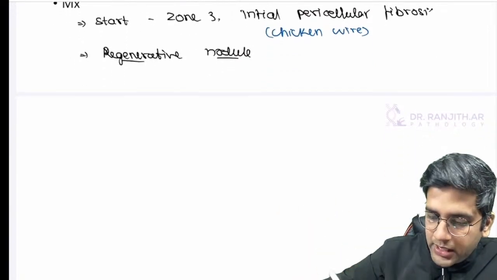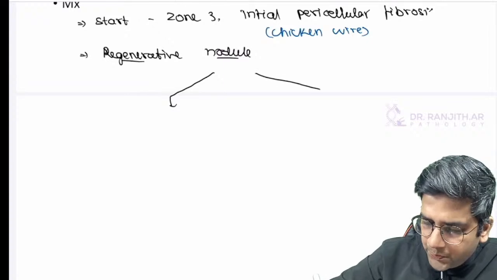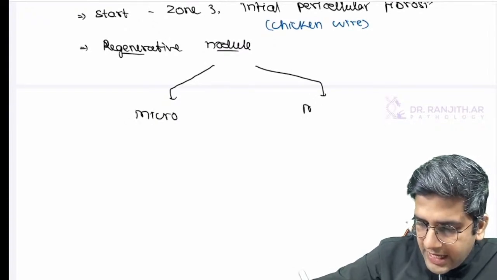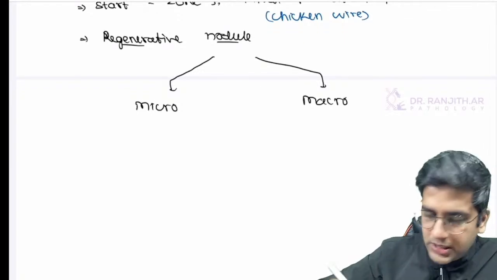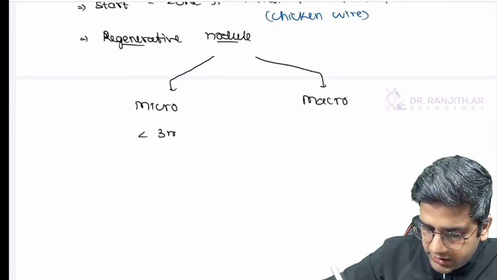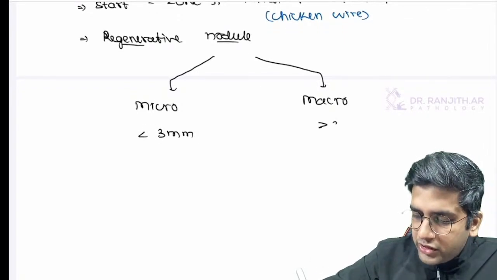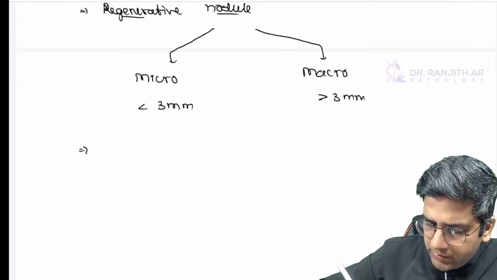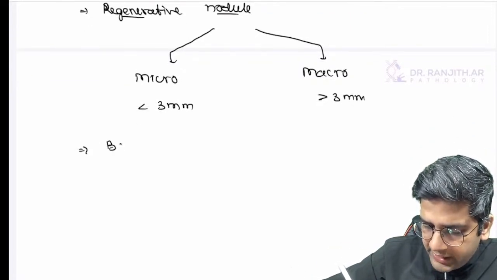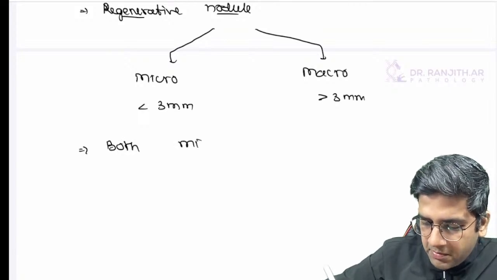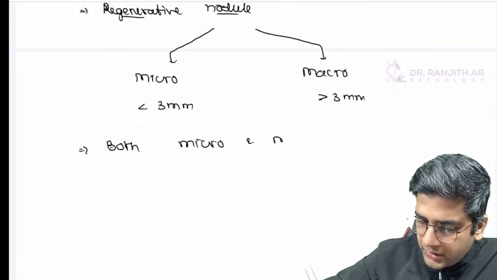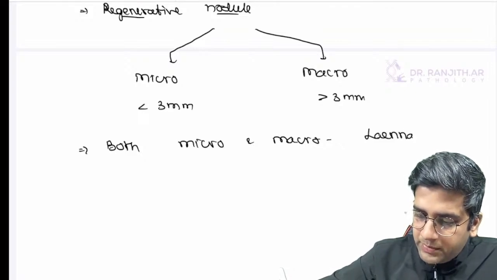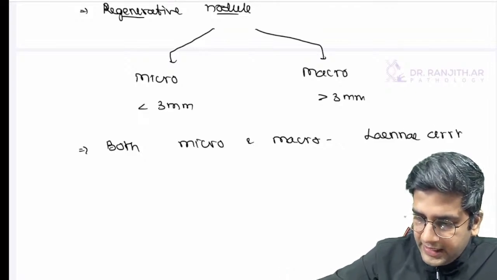Fine. Okay. So regenerative nodules, we divide them into micronodular cirrhosis and macronodular cirrhosis. Less than 3 millimeter is micronodular, more than 3 millimeter is macronodular. By default, alcohol will be a combination of both micro and macronodular. Initially it will be micro, later on becomes macro. We call alcoholic cirrhosis Laennec cirrhosis, named after the person who discovered it.